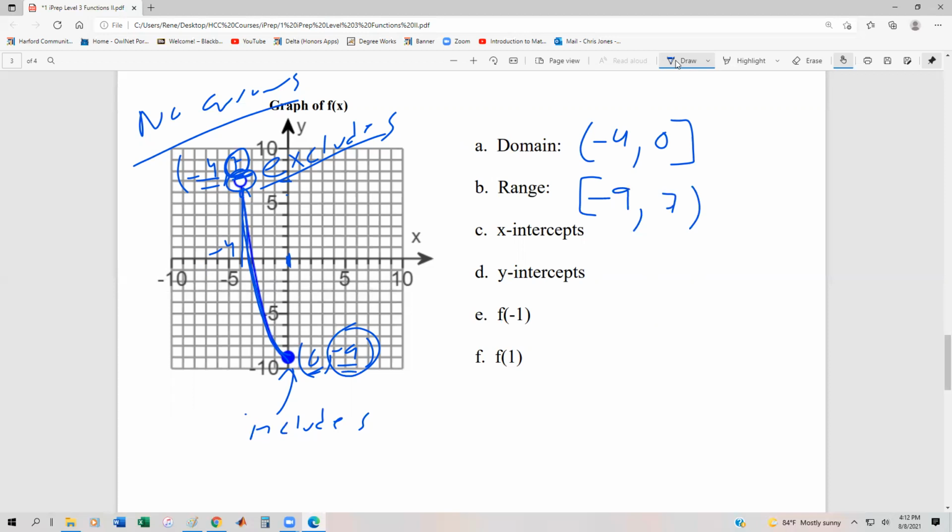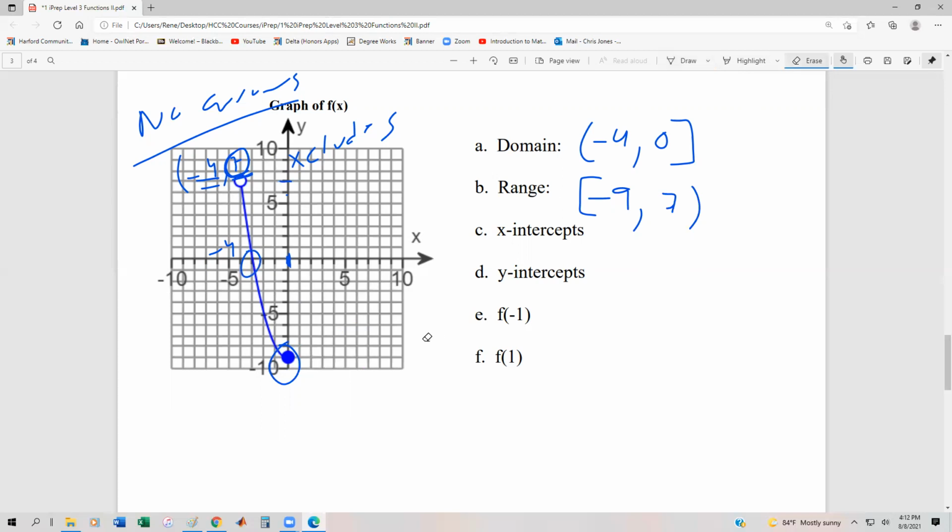So remember the difference between parentheses and brackets. Open circle, you're going to use a parenthesis at that end. Closed circle, you're going to use a bracket at that end. For the x-intercepts, we're just going to look and see where it crosses the x-axis. And for us, fortunately, it only crosses at exactly one spot on the x-axis. In fact, it touches the x-axis right here, or right here, excuse me.